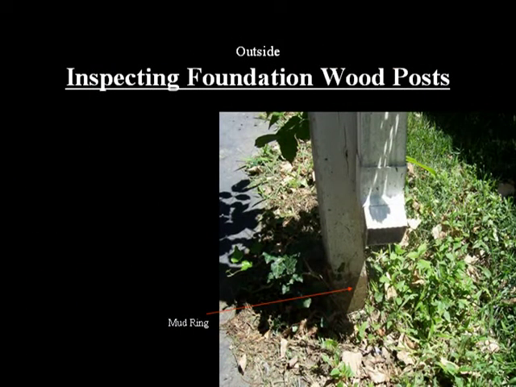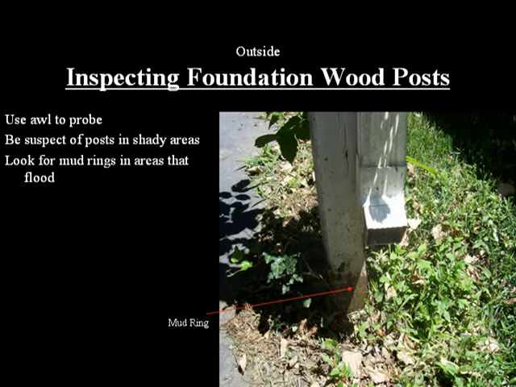When inspecting your foundation wood posts, begin by using your awl to probe the wood. We're looking for obvious problems such as rot, cracks, and mildew. If your awl easily penetrates the wood surface, be suspect of a problem and consult a professional. Be cautious of posts in constantly shaded, brushy areas. Look for mud rings around posts in areas that flood, as shown in the picture on the right. And remember that posts in direct contact with dirt or concrete rot very quickly.